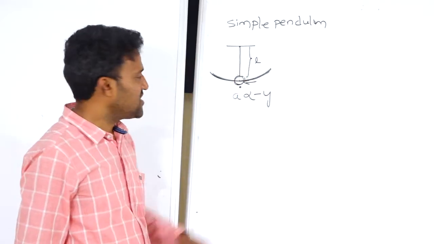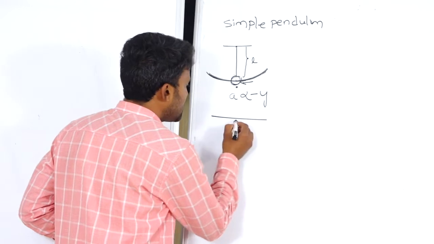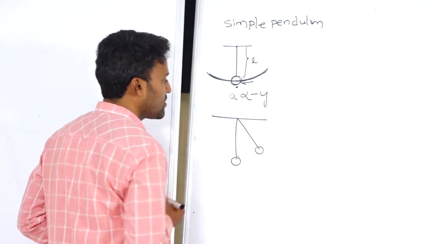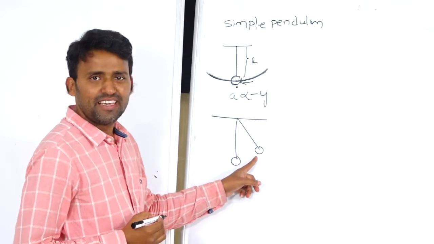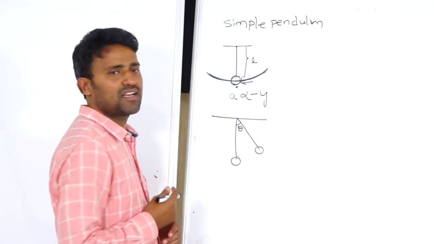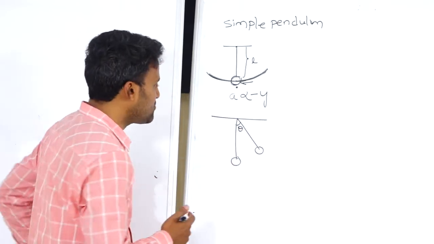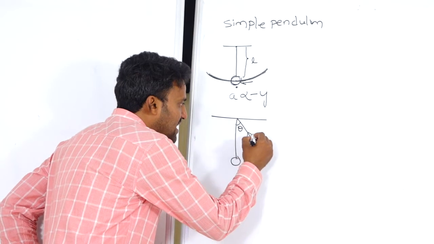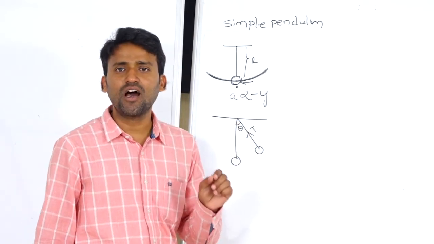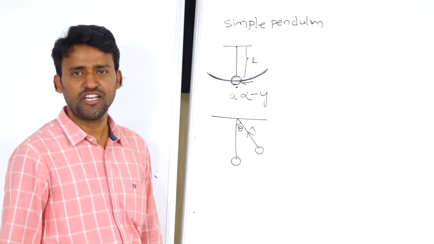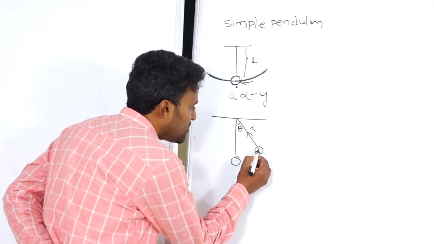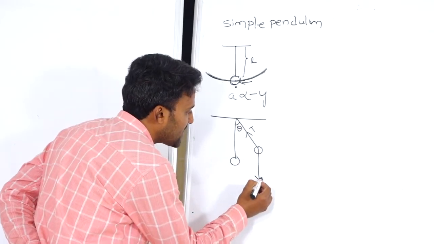Now it is oscillating, and I take one small angle. The position of the pendulum is here, and the angular displacement is theta. At that moment, the tension force is acting in the upward direction. Tension force is always directed away from the object. The weight of the bob is acting in the downward direction.